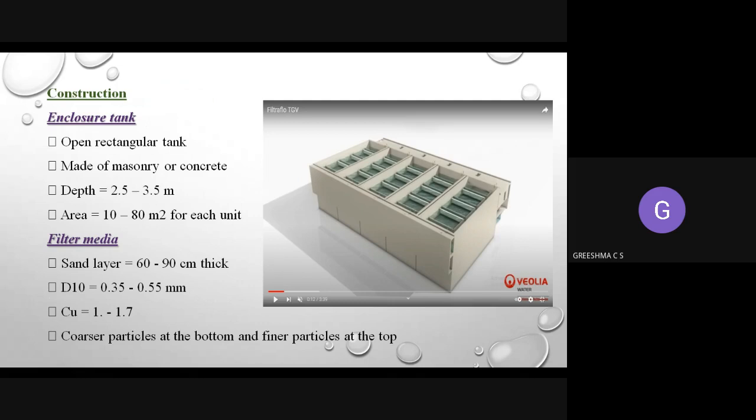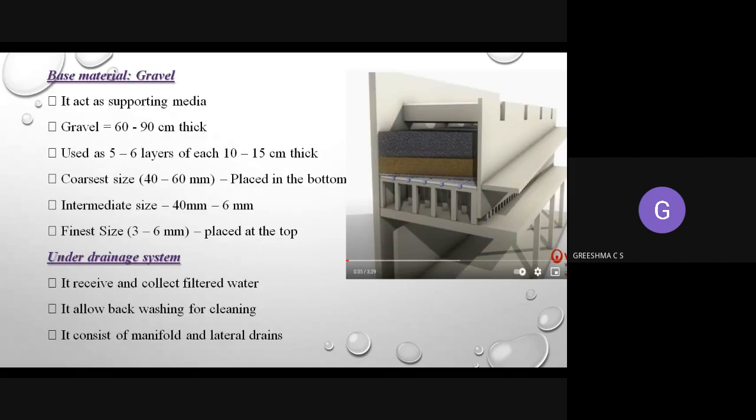This is the basic construction of a rapid sand filter. It will be like this. The rapid sand filters will be basic tanks like this. Filter units will be there. Each filter unit will have around 10 to 80 meters square, and each filter unit will also have a filter media. So these are the basics.